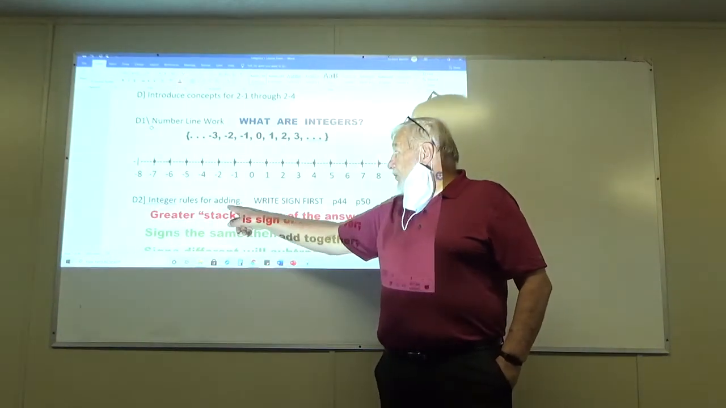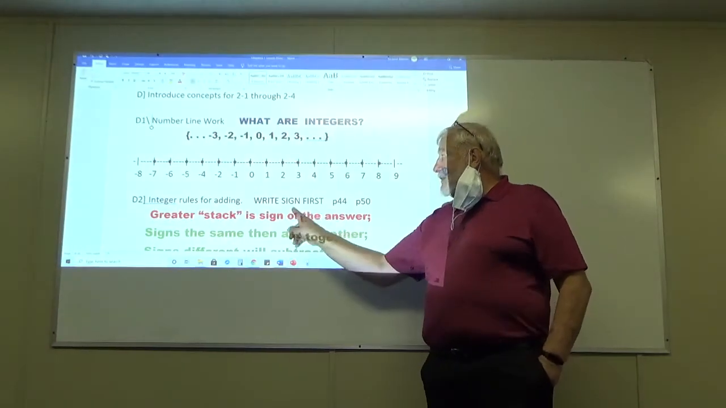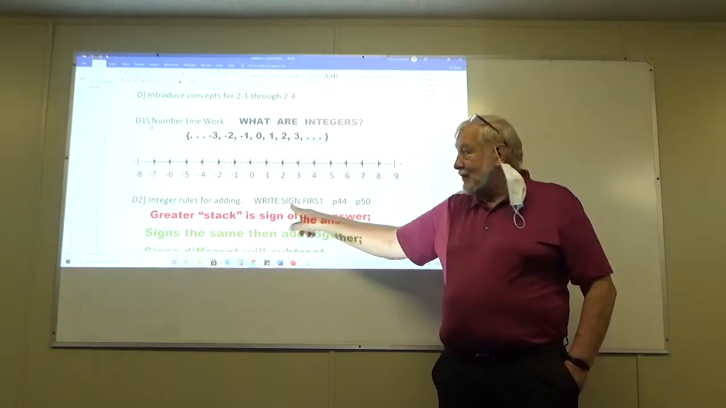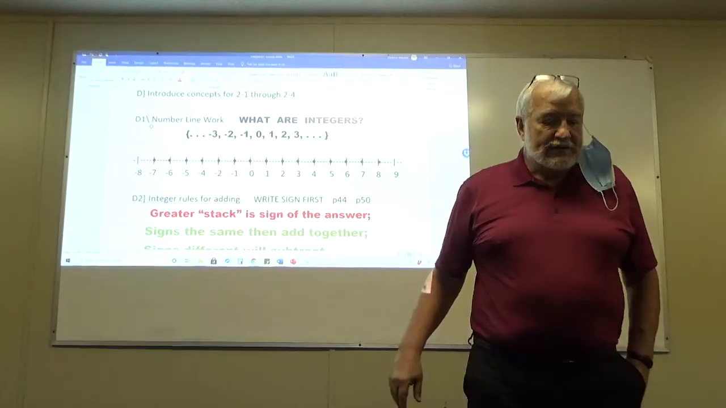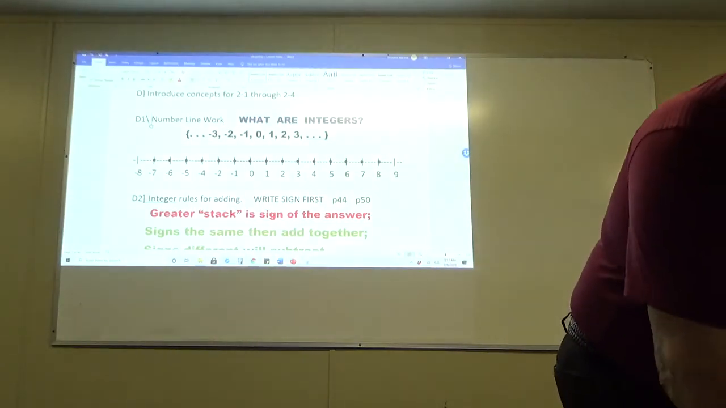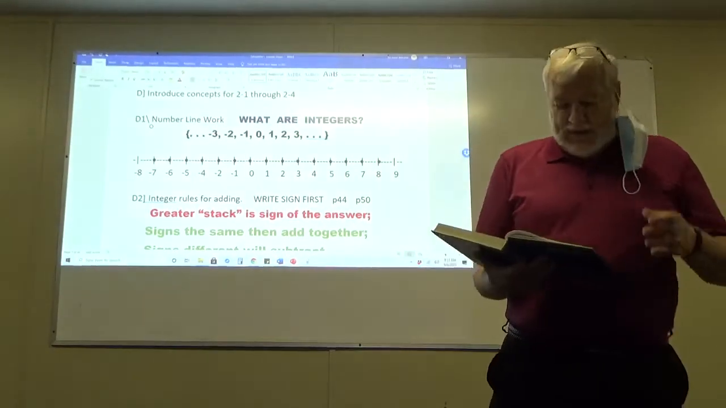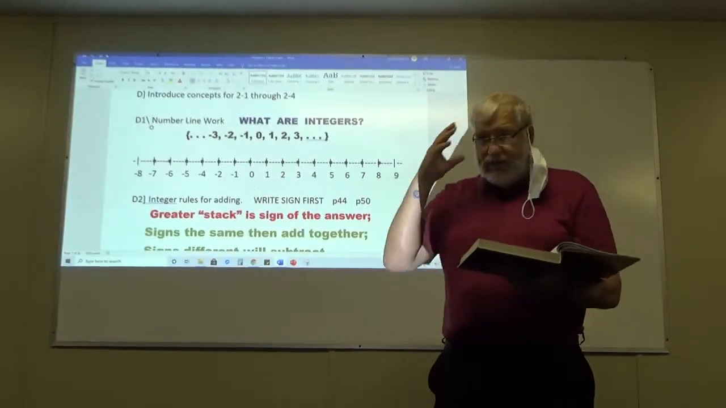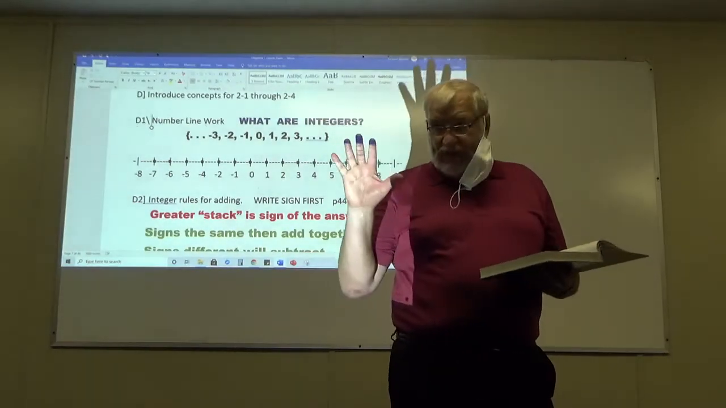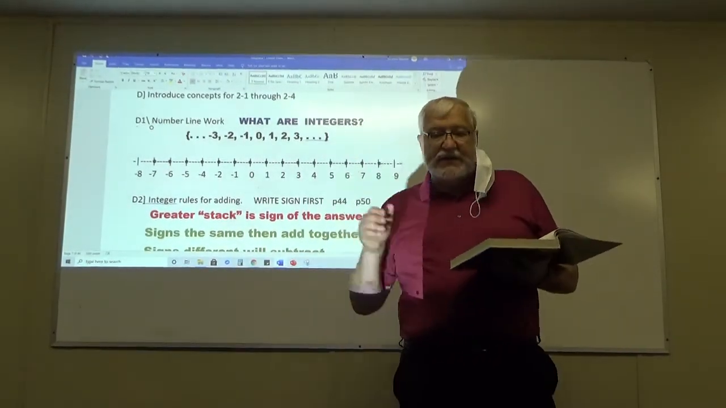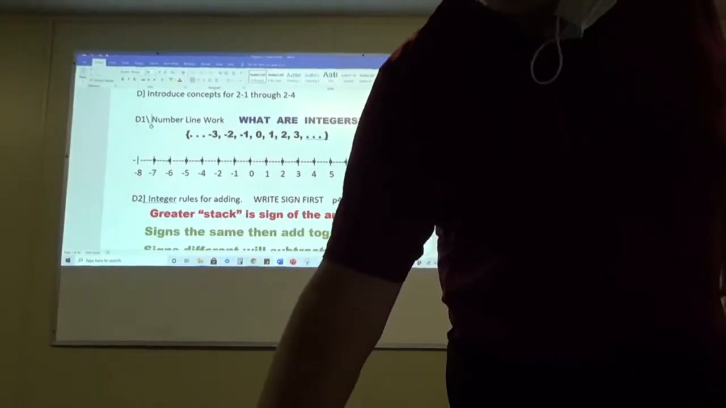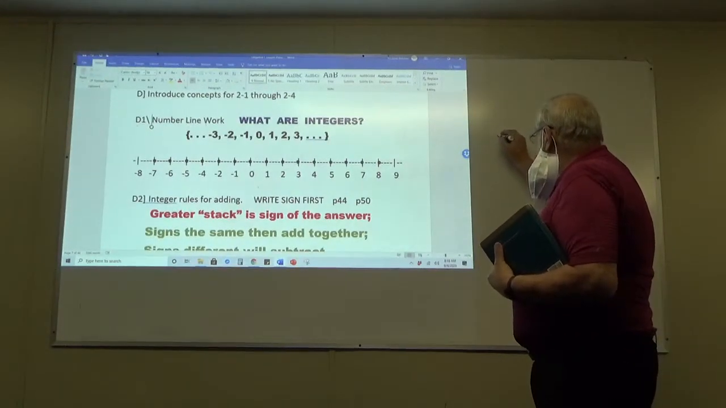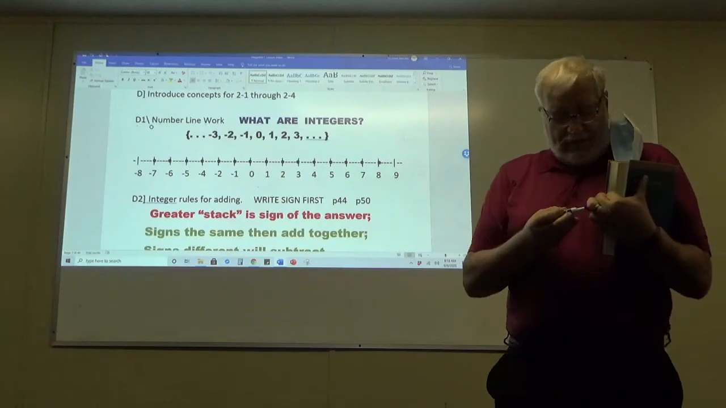So we're going to talk about integer rules for adding. What have I written here? Read that. Write the sign first. Okay? So if we look at page 44, the problem's on page 44. The way that I view this in my mind, the first number is a 5. Is it a positive 5 or a negative 5? Positive. It's positive 5. So if I have number 1, oh boy, look at that. Hope they're not all that way.